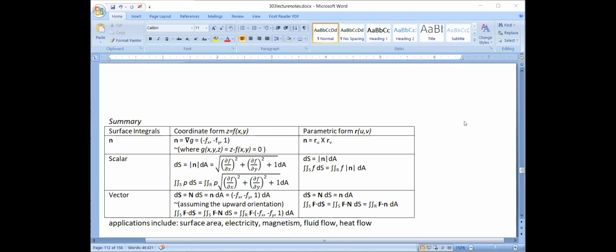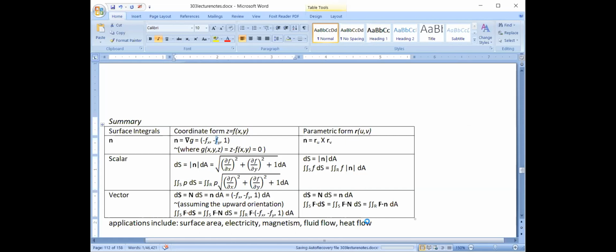So, of course, there's a nice shortcut formula for when you can write it in terms of z equals f of xy. But in each case, here's how you calculate, first of all, your normal vector, which you're going to need.